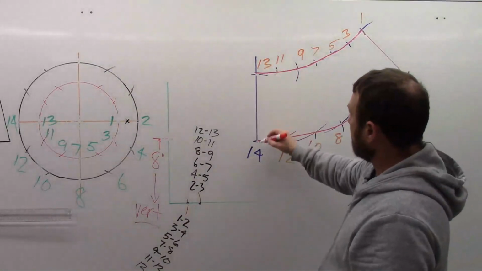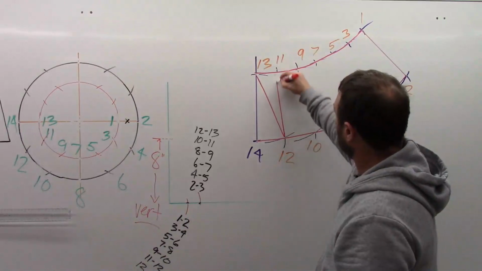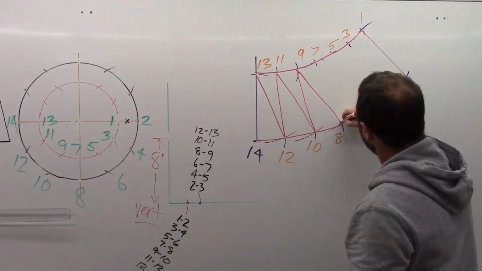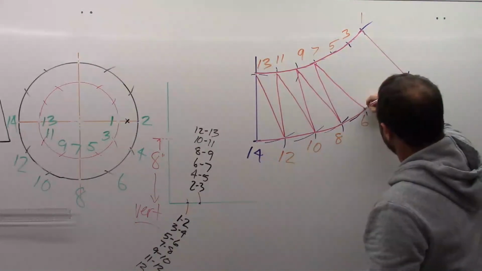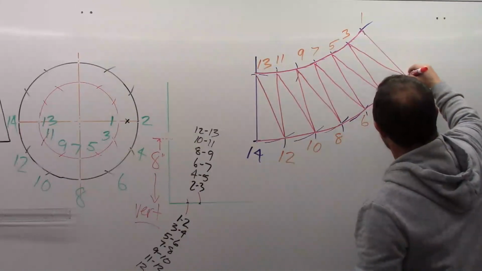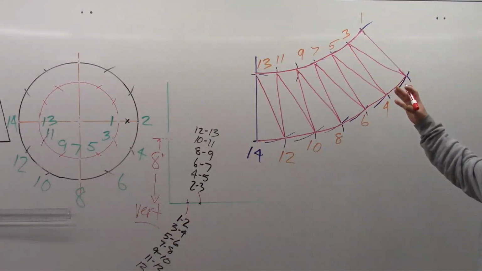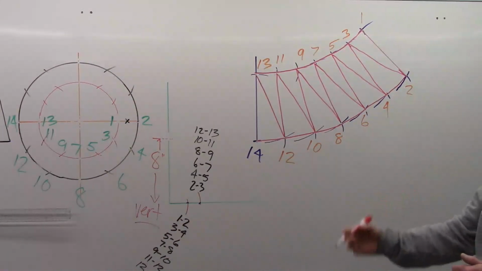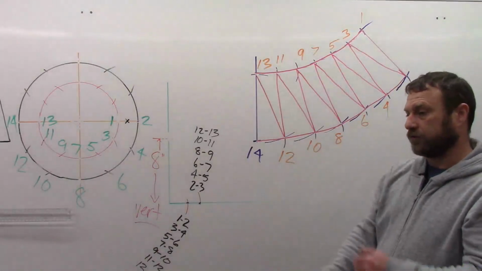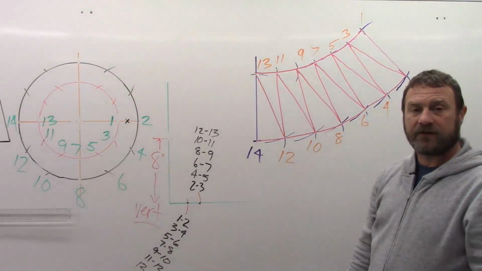And if we follow our number line, 14, 13, 12, 11, 10, 9, 8, we get all of our triangles that we built. Okay, it's one triangle after another. Find the two known points, create the third, and then stack them one over each other. Round taper, triangulation.